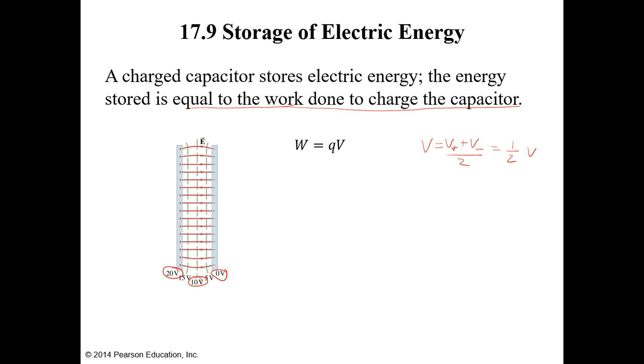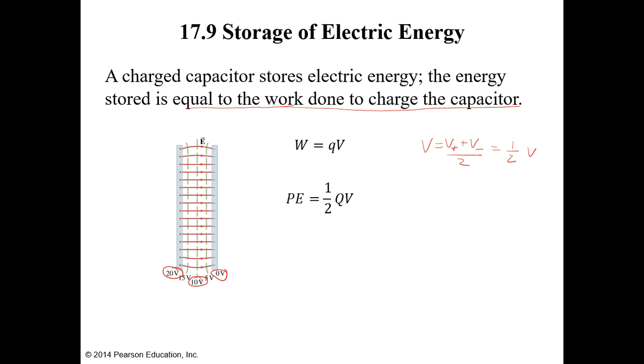Which in this case, for this example, the two plates are charged up to 20 volts. And since they're charged up to 20 volts, the voltage we'll be using is half of that, 10 volts. So our equation for work, or potential energy, then becomes the charge Q times 1/2 of the voltage of the capacitor. Well, that's great. So we can easily calculate the potential energy by taking 1/2 times the total charge on the capacitor. Multiply that by the voltage.